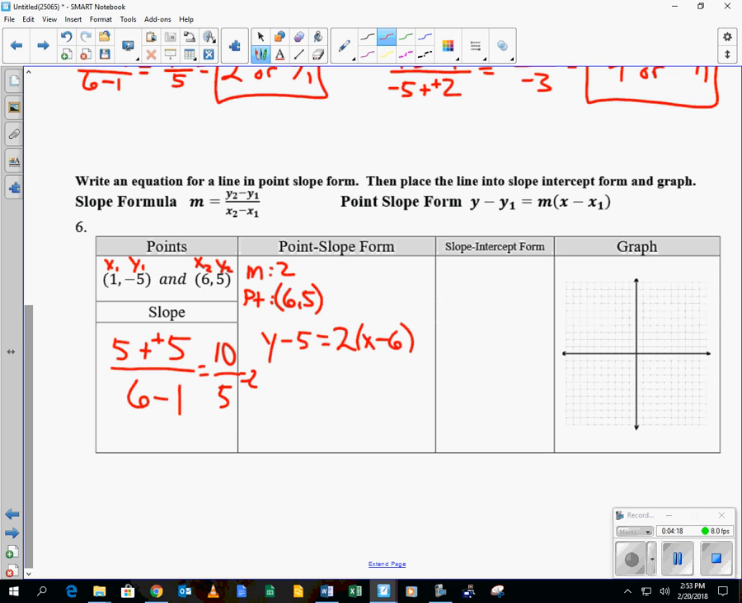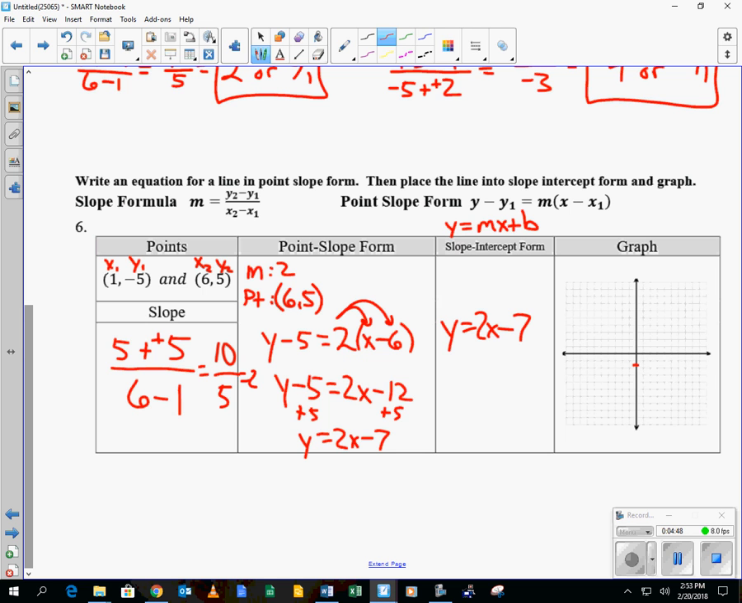Now I just need to turn that into slope-intercept form, which is y equals mx plus b. Distribute my 2. Y minus 5 equals 2x minus 12. Add the 5 to both sides. Y equals 2x minus 7. So y equals 2x minus 7. That is, in fact, our slope-intercept form.